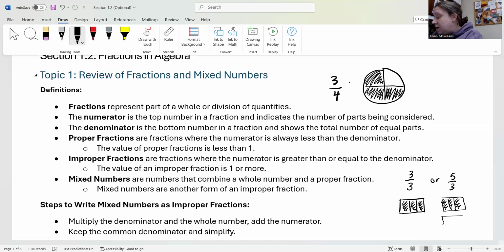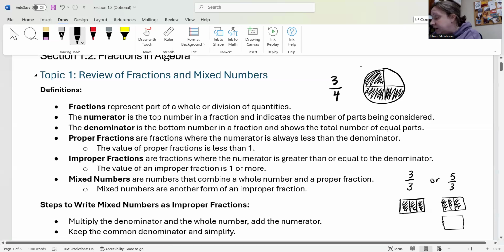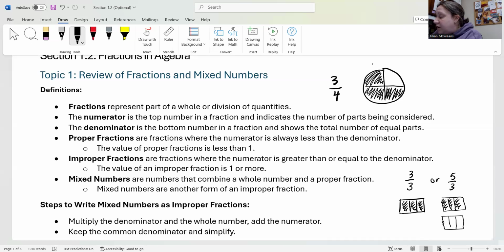So I need to draw another figure. Again, we're assuming these figures are perfect. They're drawn exact. They're broken into 3 exact pieces. So use your imagination a little here. But we've got another figure that's split into 3 pieces. So remember, I've colored in 1, 2, 3. I can now color in 4, 5 pieces. So I have 5/3. Notice this value is more than 1. It's 1 whole plus some.